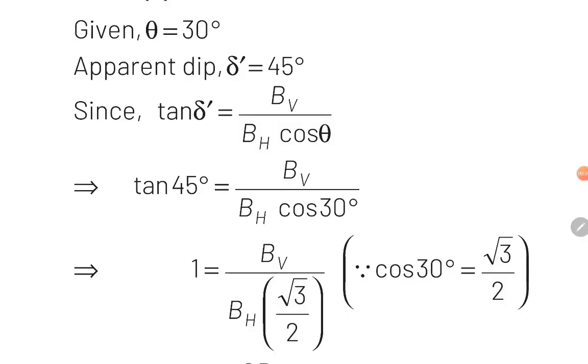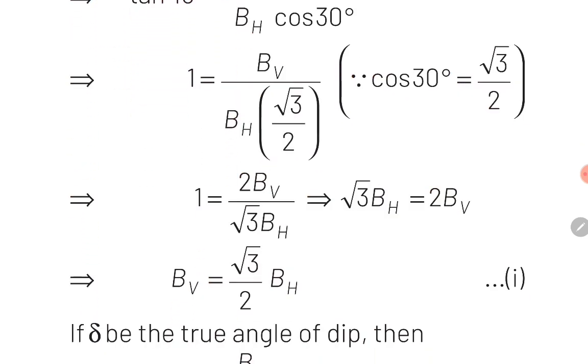Yes students, you can observe here that the formula for angle of apparent dip is given by tan delta dash is equal to BV divided by BH cos theta. In this formula, delta dash is the angle of apparent dip which has been given as 45 degrees and theta is the angle made by the plane to the magnetic meridian which has been given as 30 degrees. So by substituting these two values, we'll obtain the relation as BV is equal to root 3 by 2 times BH.